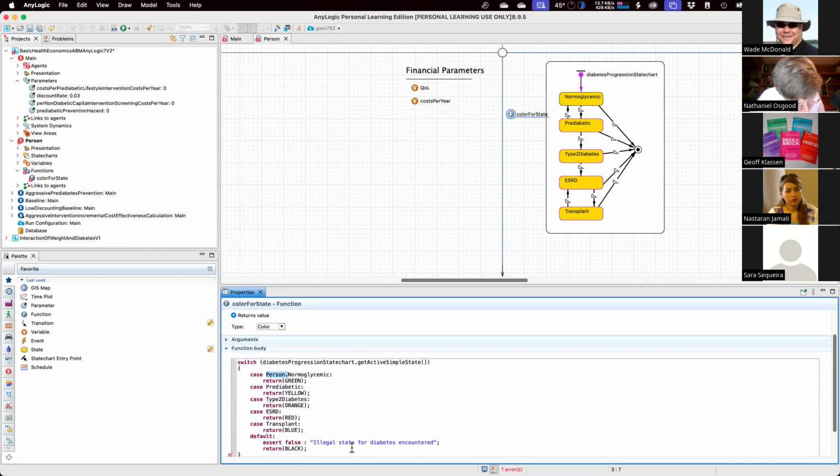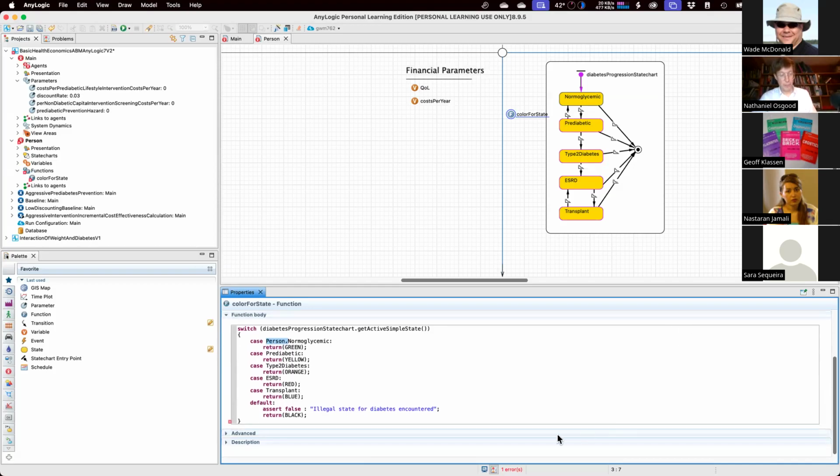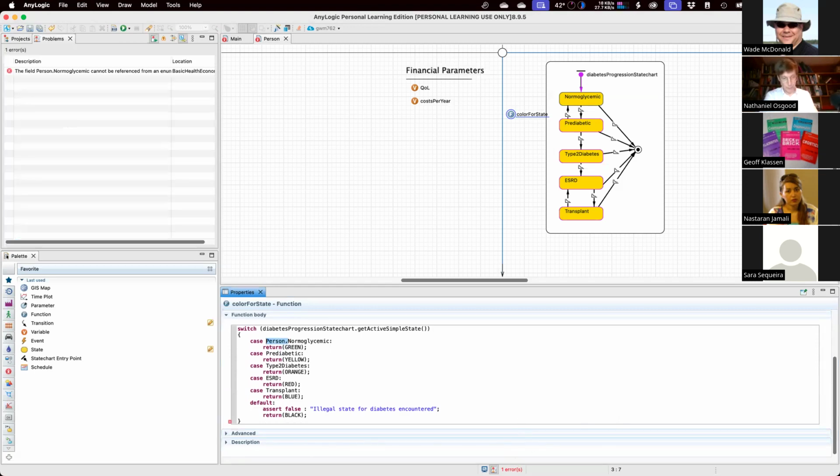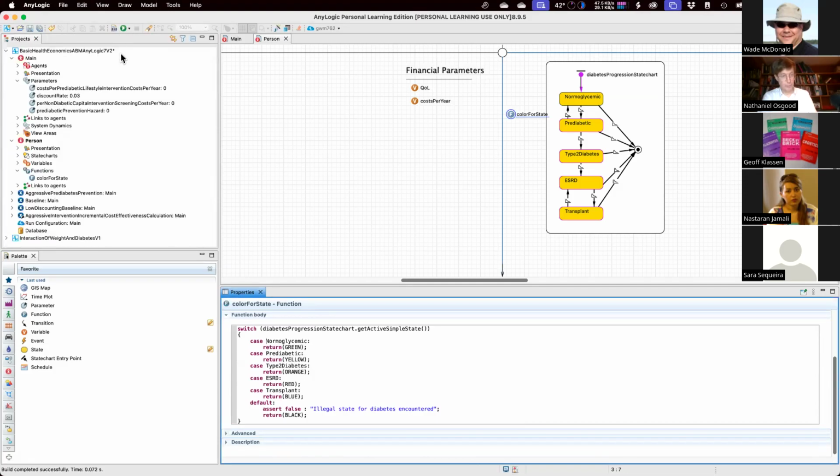Yes, although I'm not sure that it hurts actually. And that's the source of the error. Really? Okay, that's fine. Huh. So like, hmm, the field person normal glycemic cannot be referenced to. That's interesting. Okay. And then, hmm, if I delete that person and build again, it's fine. Okay. That's curious. I don't know why that would be giving the scoping. I'm not sure why that would be causing an error.